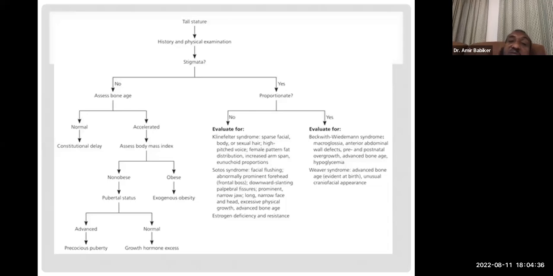But then patients who have, you assess the bone age. If there are no stigmata or syndromic features, and if it is normal, then this is constitutional acceleration, not delay. This is wrongly written. Or accelerated bone age, then this can be with obese and non-obese patients. If it's with obese, then this is exogenous obesity, or we call it simple obesity. And if in a non-obese patient, this can be growth hormone excess. If the patient's puberty is fine, if it's advanced, this can be associated with hyperthyroidism.